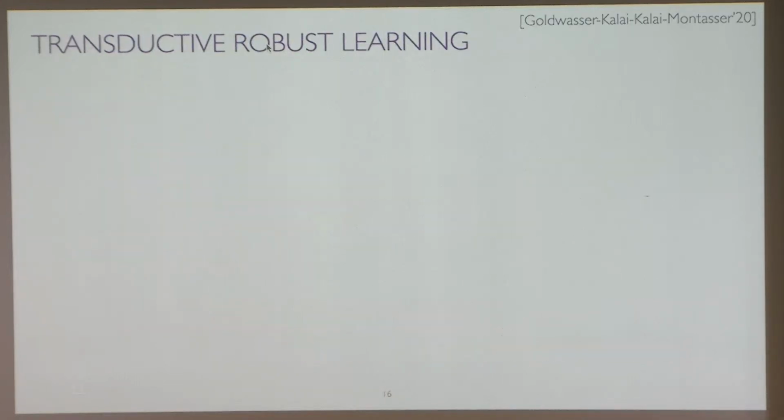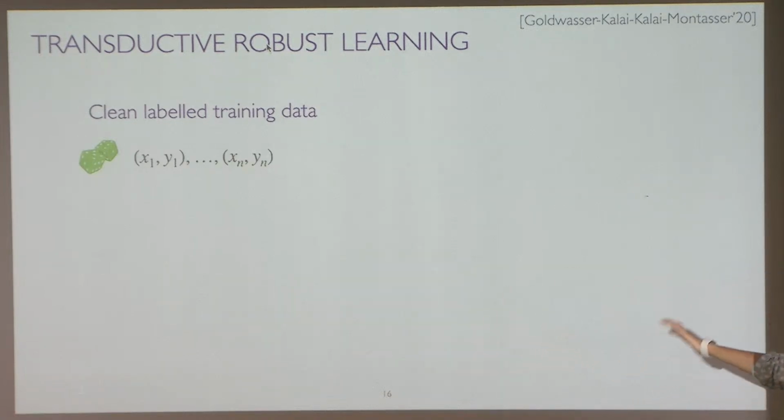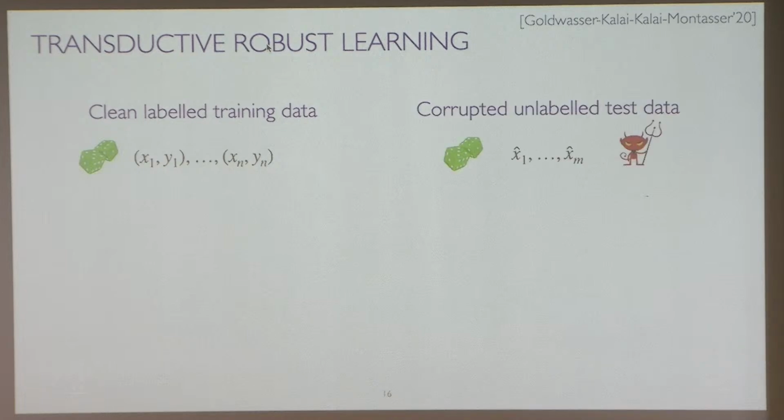Let me just tell you the transductive robust learning setting once, because it's also an interesting setting to study. If you find this interesting, there are many open problems in this space as well. Here what you have is slightly different. You just get purely clean labeled training data. So this is IID and perfect data that you want in your training. And you get some corrupted unlabeled test data, which means that test data is drawn, and then the adversary can decide any number of points it wants to corrupt on those and can replace them with any other point that the adversary chooses.